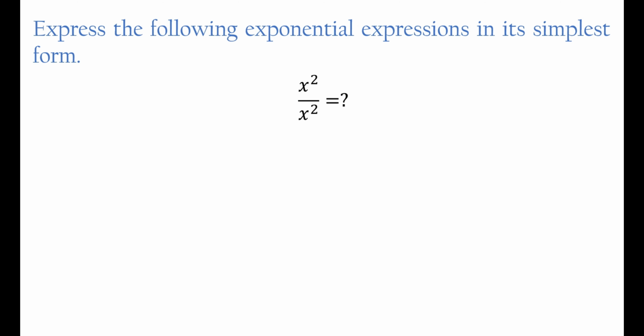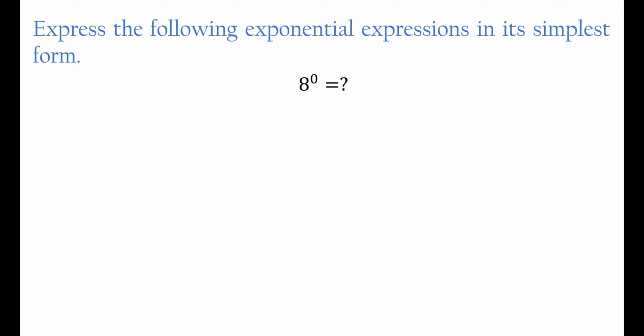Let us express the following exponential expressions in their simplest form. The first example is x squared over x squared. Using the law of exponents, x squared over x squared is equal to x raised to 2 minus 2. Simplifying this further, this will be equal to x raised to 0. Using the definition of zero exponents, where it is stated that any number raised to 0 is equal to 1, this expression x raised to 0 can be simplified to 1.